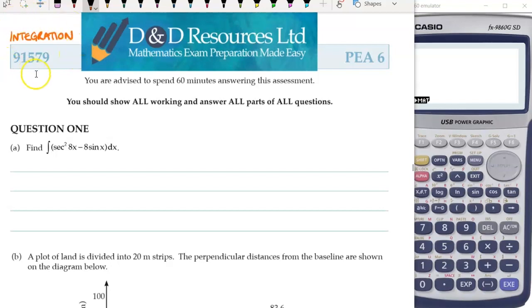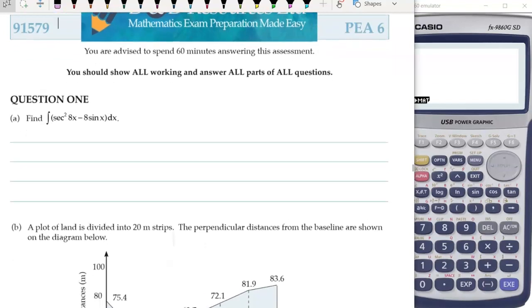So this one is for the integration standard for level 3 calculus, and we're doing practice external assessment number 6 from their workbook.